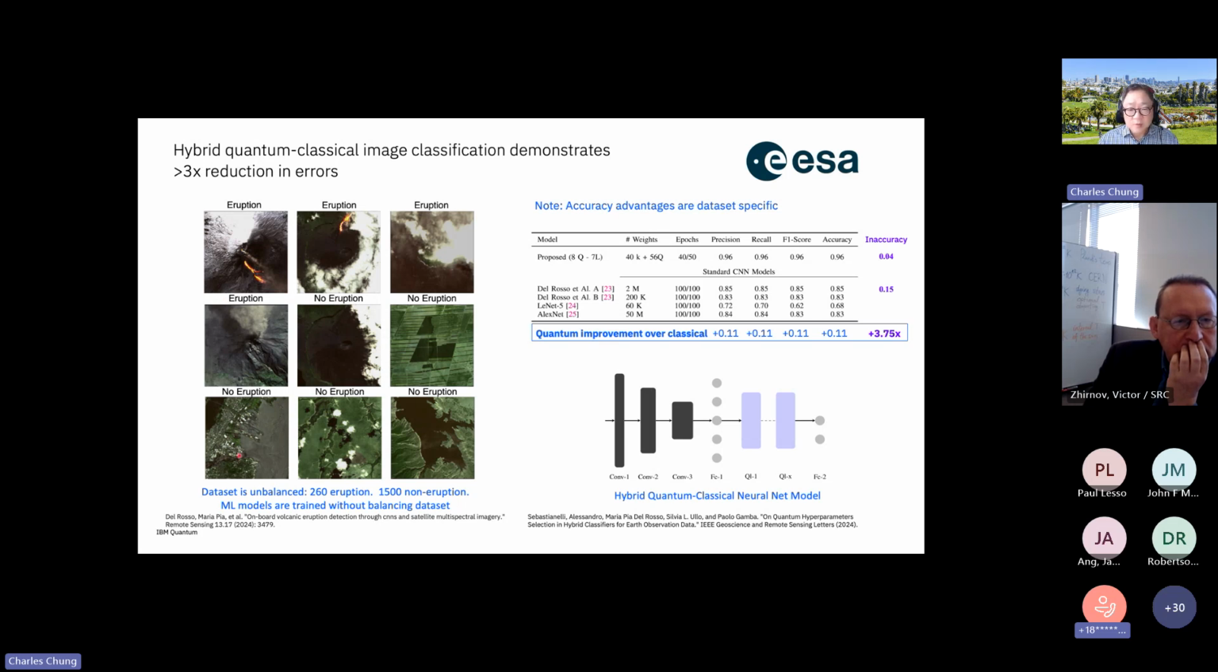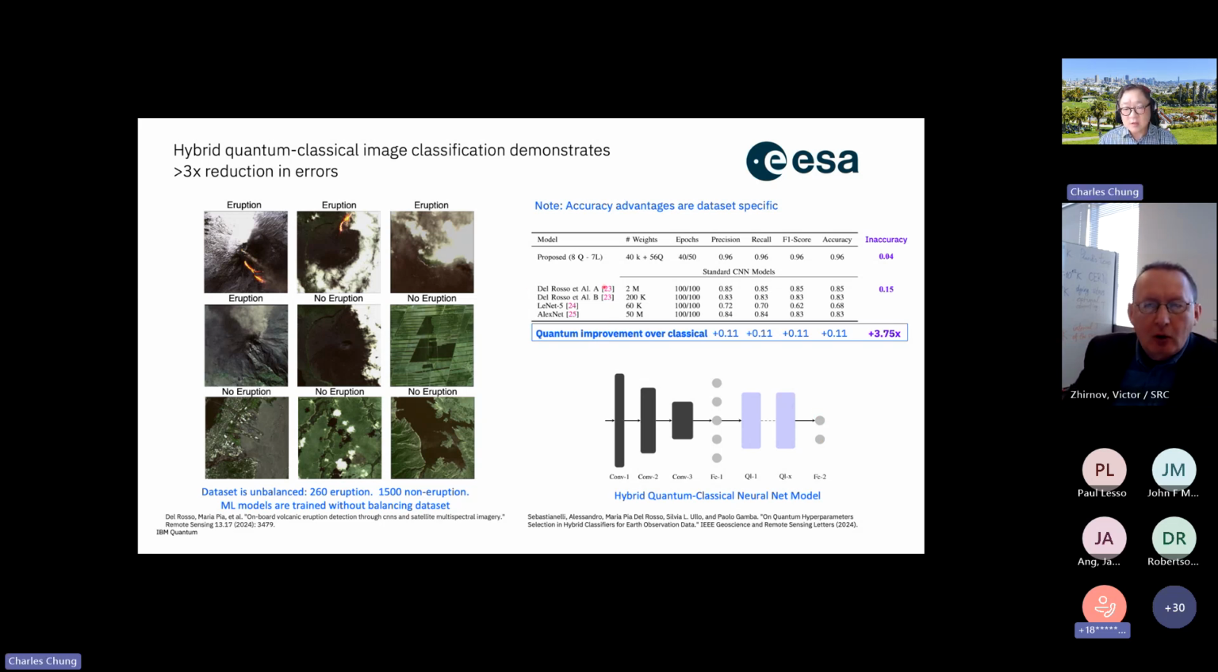And what they built was a hybrid quantum classical neural net. So they have a couple of layers of a convolutional classical neural net, feeding into a couple of layers of a quantum neural net, and then the output is the final classification. This is a binary classification problem.